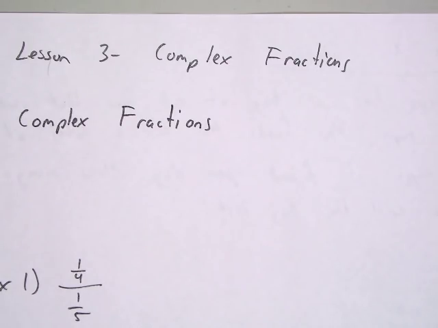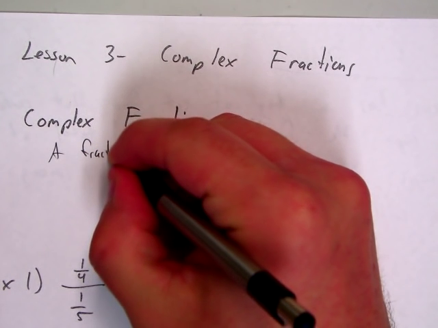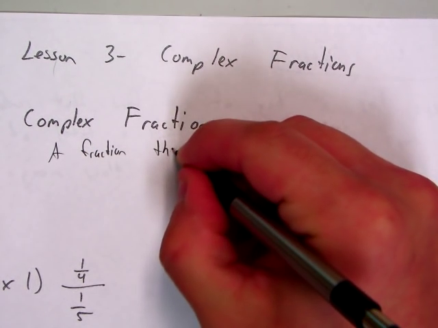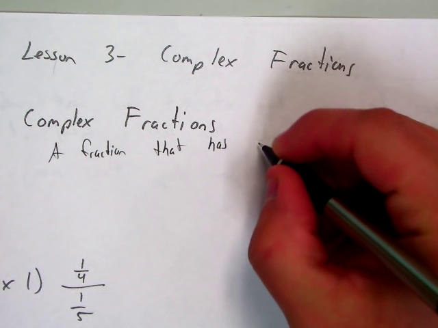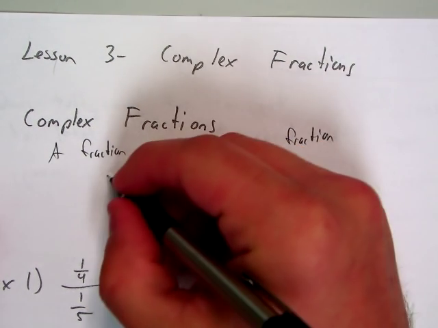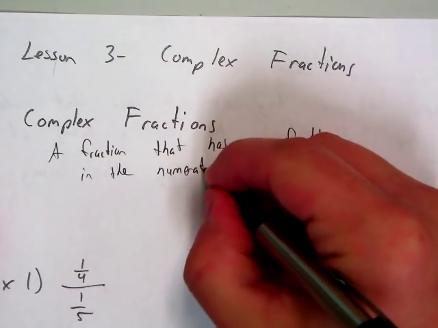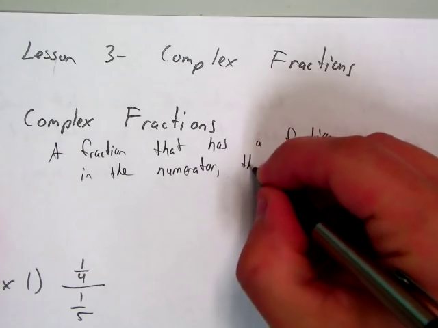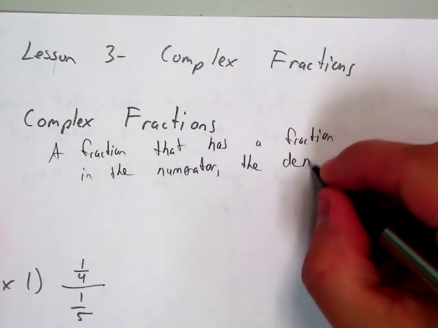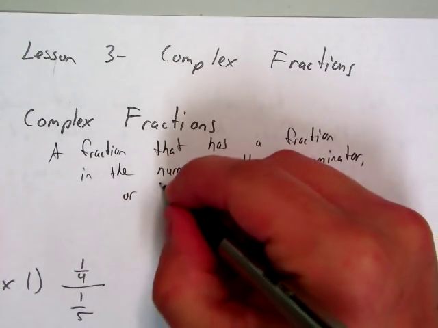All right, we're going to be talking about Chapter 5, Lesson 3 here. This is called complex fractions. So a complex fraction is a fraction that has a fraction in either the numerator, the denominator, or both places.